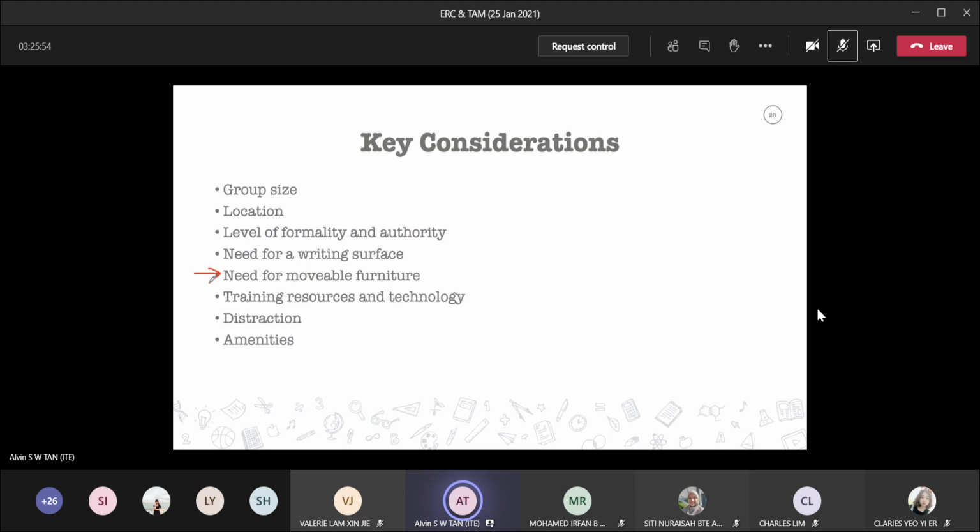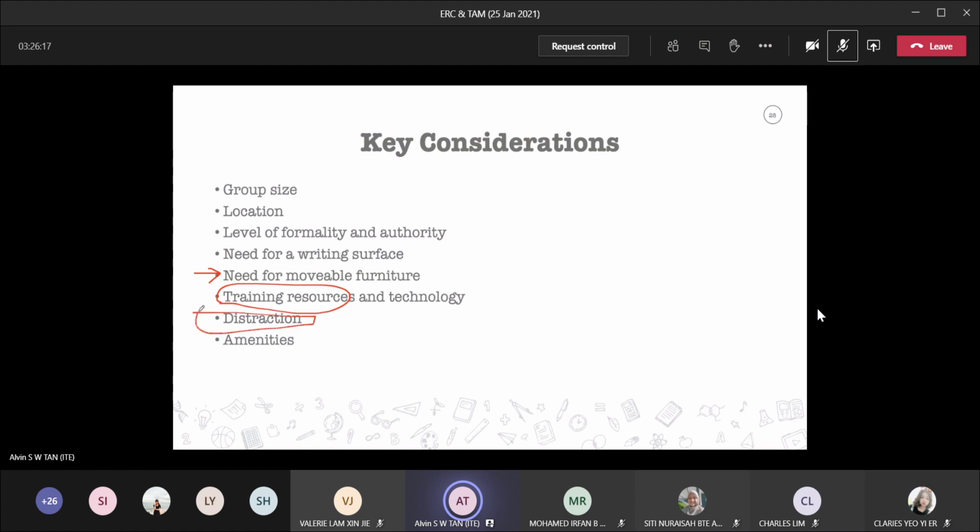I can move the tables around easily, anytime, without spending a lot of time. What about the training resources and technology? So training resources, just now we talked about materials, right? For instructors and materials for participants.